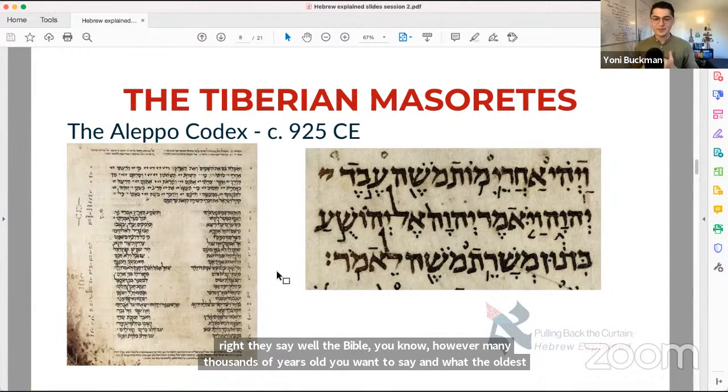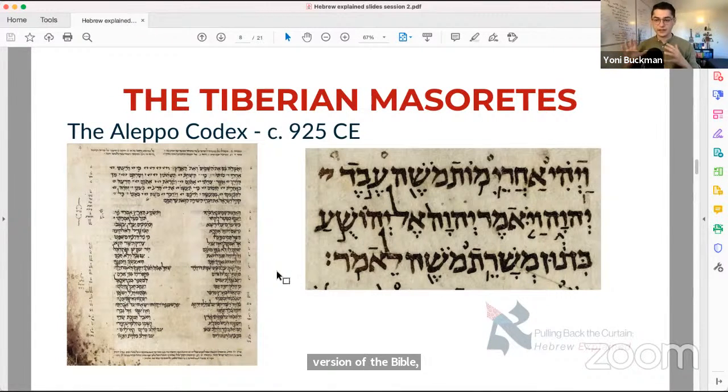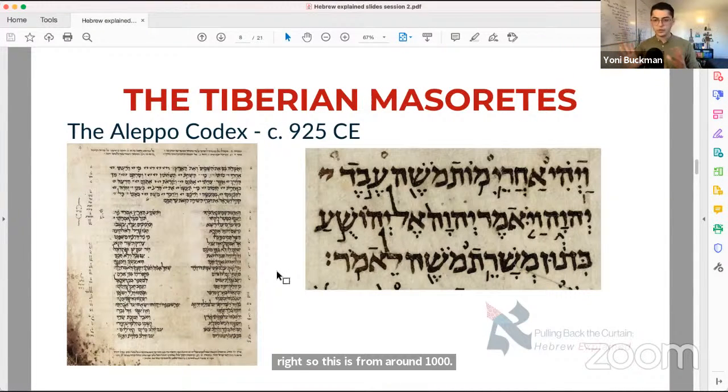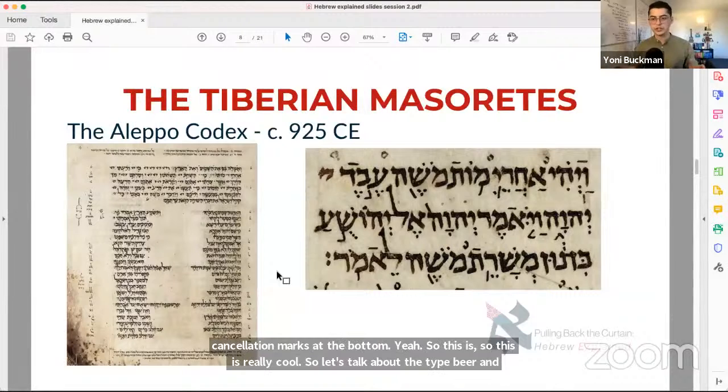So let's talk about the Tiberian Masoretes for just a second. The Masoretes is a title that we give to a bunch of different schools of scribes that existed in different parts of the ancient world, or not really so ancient, but the medieval world. They were scribes that tried to preserve the tradition. The word Mesorah means tradition. They were trying to preserve the scribal tradition of the Bible.